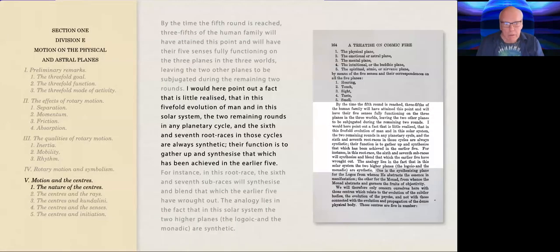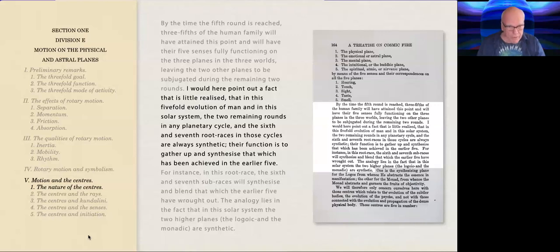Okay, next, I would here point out a fact that is little realized, that in this fivefold evolution of man, and in this solar system, the two remaining rounds in any planetary cycle, and the 6th and 7th root races in those cycles are always synthetic. So this is going to address your question about synthesis. Their function is to gather up and synthesize that which has been achieved in the earlier five.